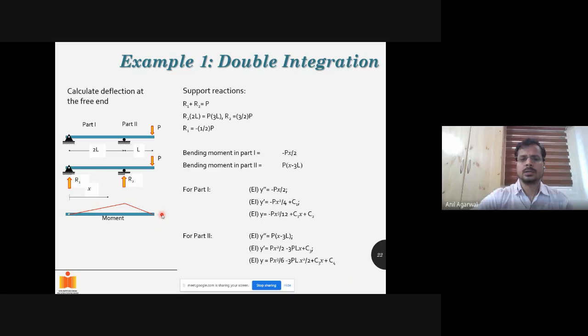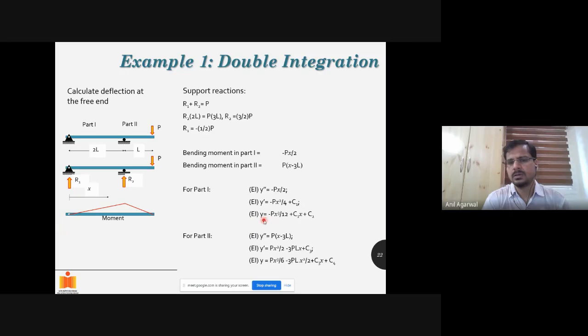Now, how do we do that? There are 4 unknowns, right? So how many equations do we need to solve them? We need 4 independent algebraic equations to solve for C1, C2, C3, C4. Those 4 equations will come from 4 boundary conditions. Can somebody tell me quickly which boundary conditions will be applicable?